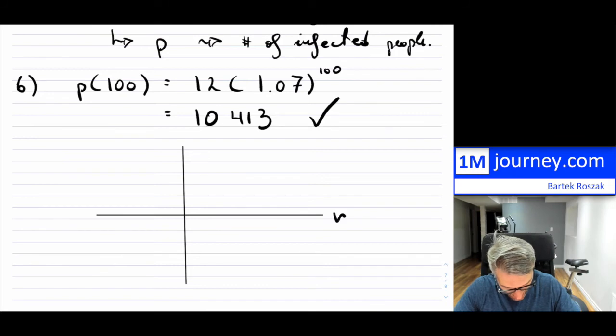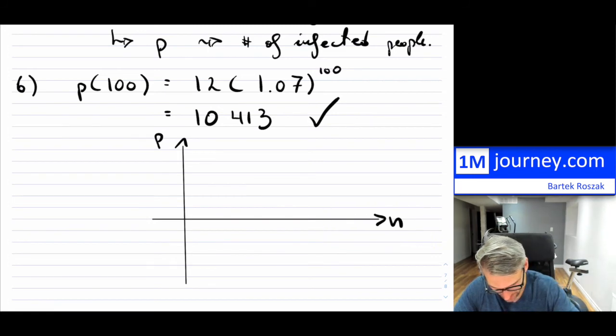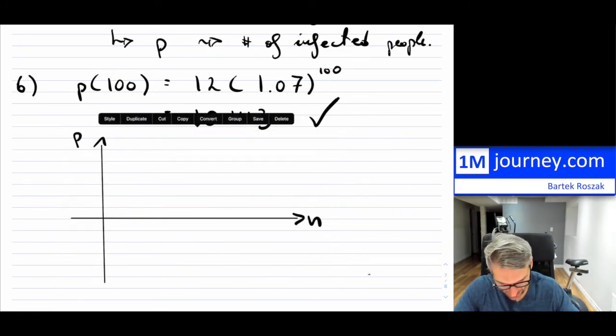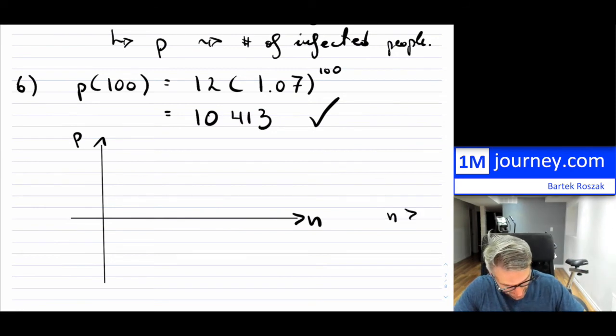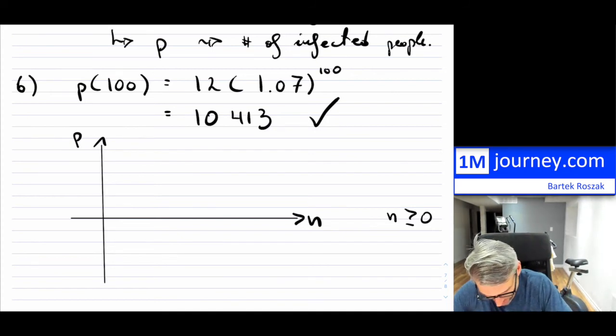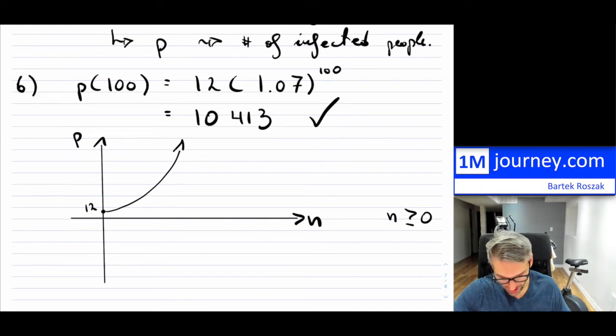Okay, so this is my n. This is my p. I should correct this, shift it over a little bit, because it can't be negative, right? n, the number of days from the infections, is 0 or greater than 0. So here we're starting at 12, and this just skyrockets upwards. That's what the actual sketch would have looked like.